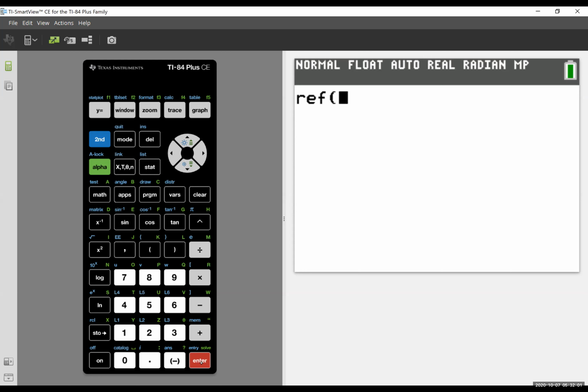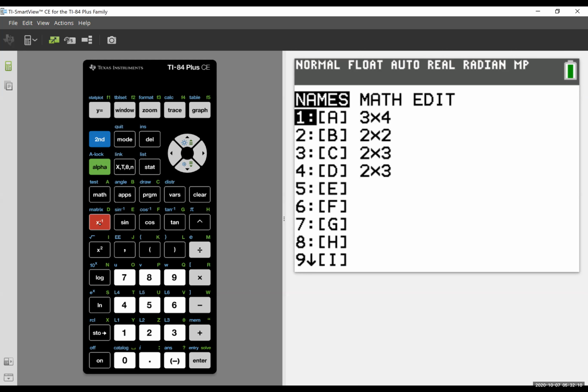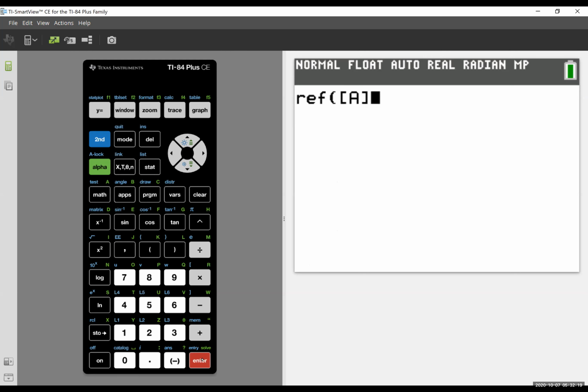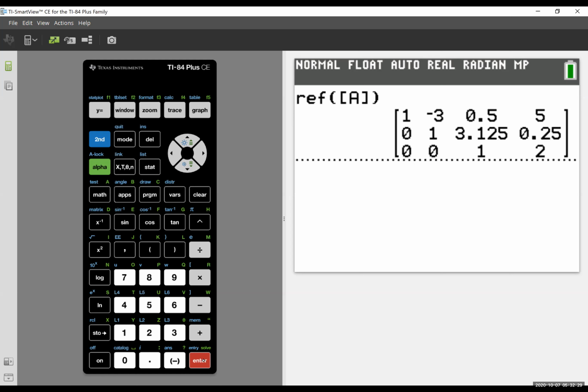And then now you just have to call up the name of the matrix which you want to turn into row echelon form. So in order to do that, one more time, second X inverse, and this time with the names, you'll notice that item number A or matrix A, number 1, is a 3x4, and that's the one we were editing. So we'll press enter, it's already highlighted. I'll close the parenthesis because I'm paranoid. And just wait, you're gonna press enter right now. And notice, it is turning your matrix into row echelon form.